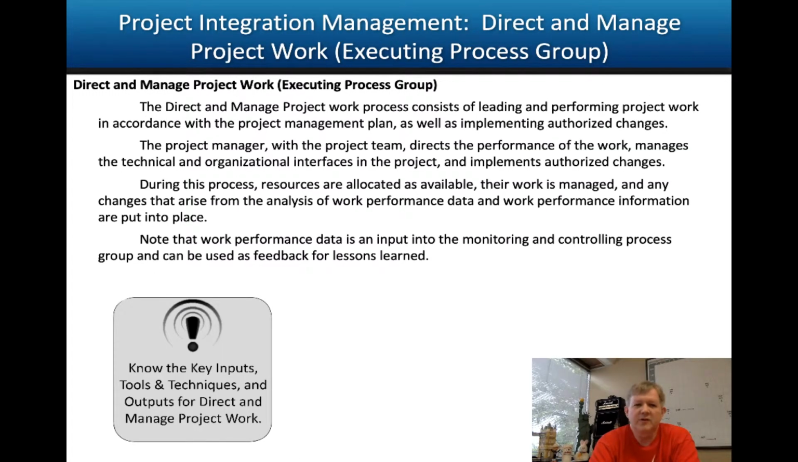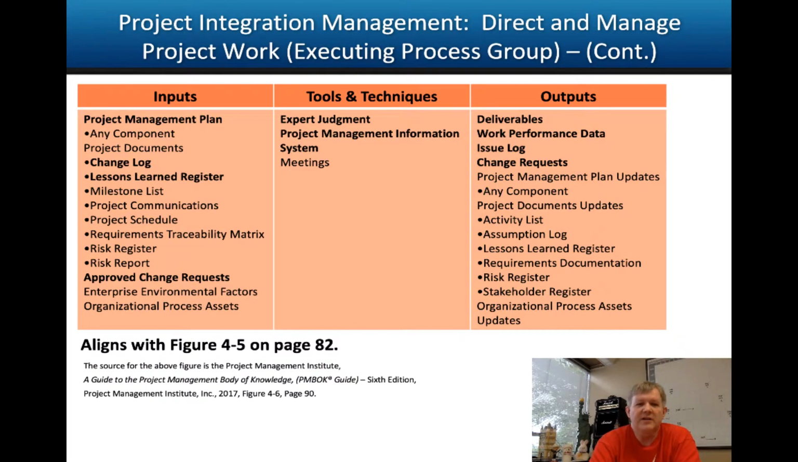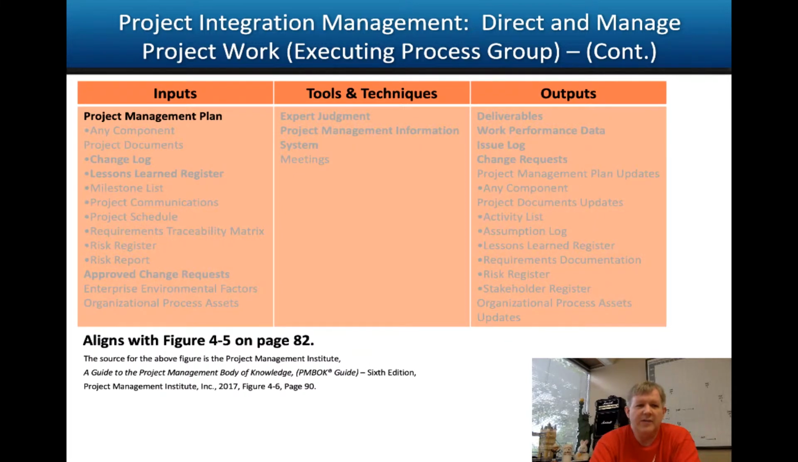Direct and manage project work is an executing process that occurs in the integration knowledge area. This is the execution of the project management plan and all components that make up the overall project management plan. So if you think about the phrase plan the work, work the plan, this process in summary is work the plan. Now, when we look at the ITTO table here, starting out, we have the project management plan. That's what we're doing. We're executing it. We've got a job to do, and this is what we're going to do.